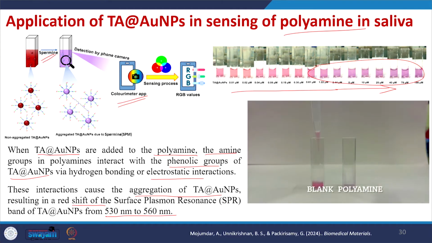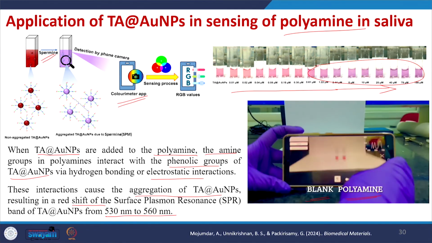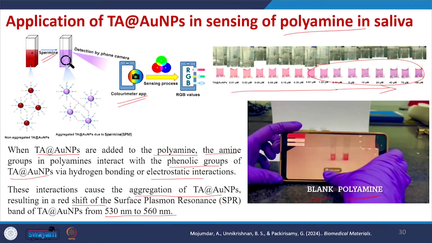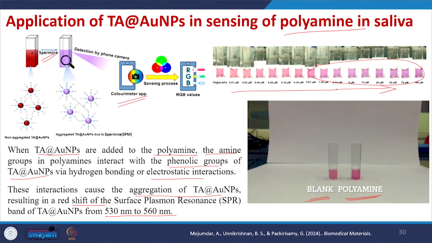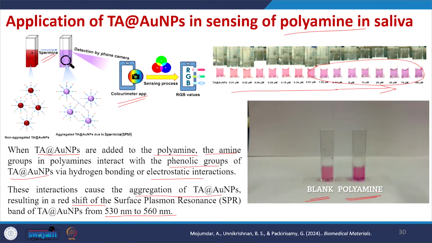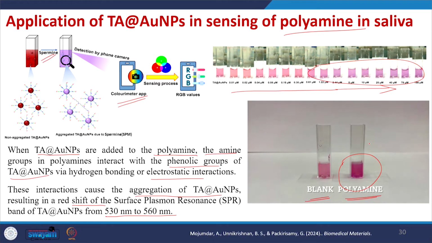From this video, you can understand here we are using the blank sample. That means we are not adding any polyamine. This is only gold nanoparticle. In this case, we are adding the polyamine, that is the spermine. Once you add the polyamine and leave it for a few minutes, then you can see that there is a change in the color due to the aggregation of tannic acid capped gold nanoparticles. You can observe here there is a change in the color. It is due to the aggregation of nanoparticles that can be simply measured using the colorimeter app in the smartphone.